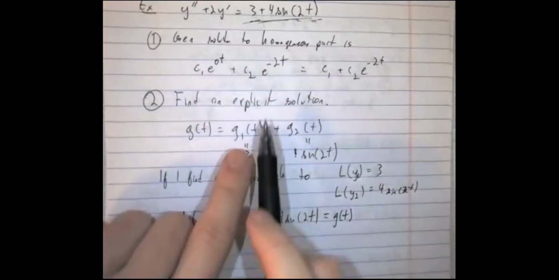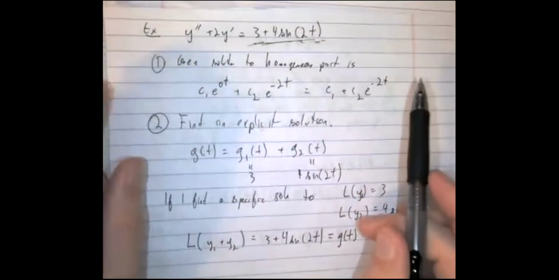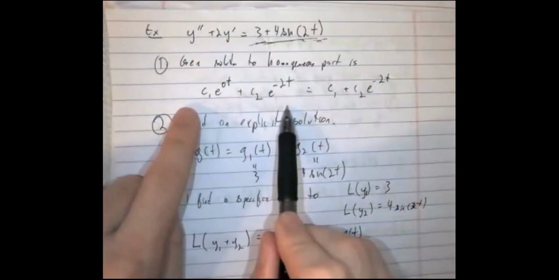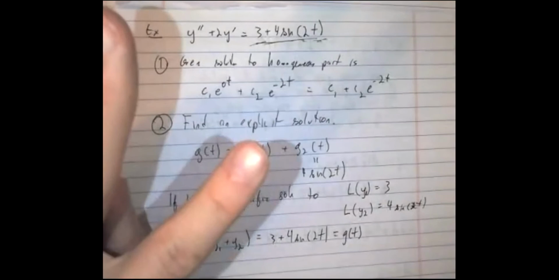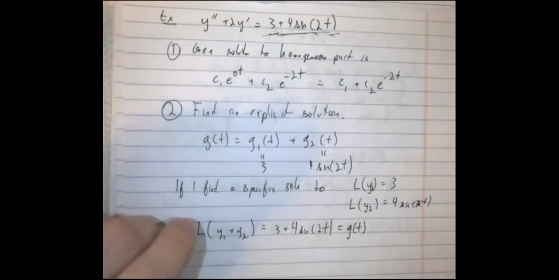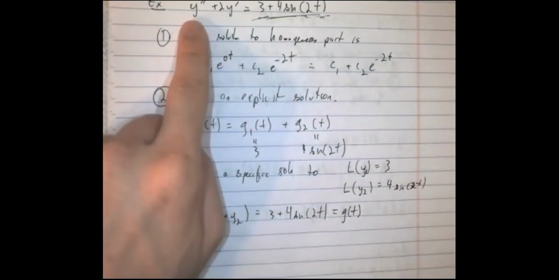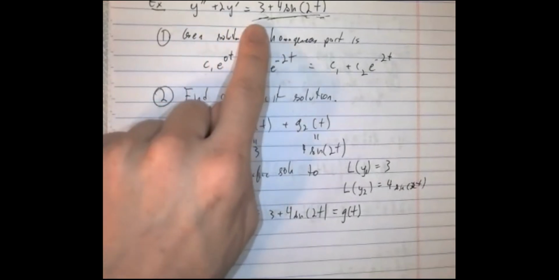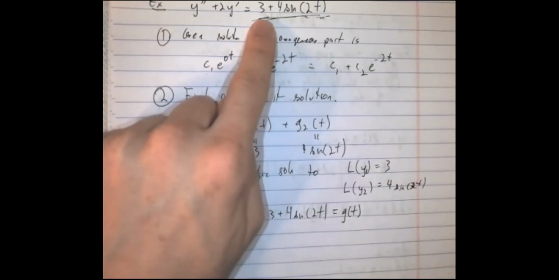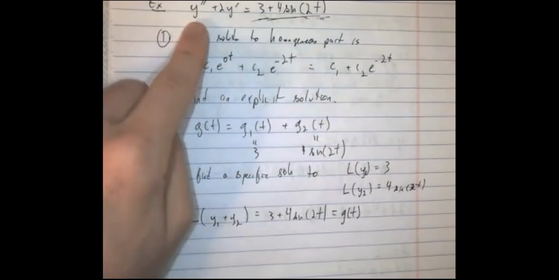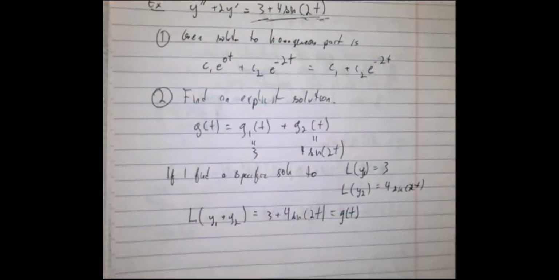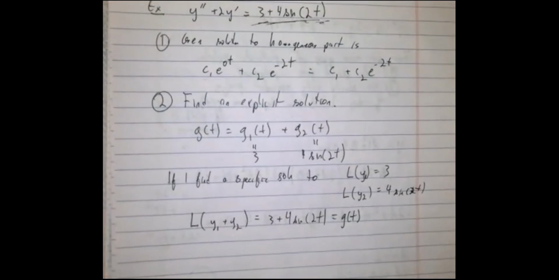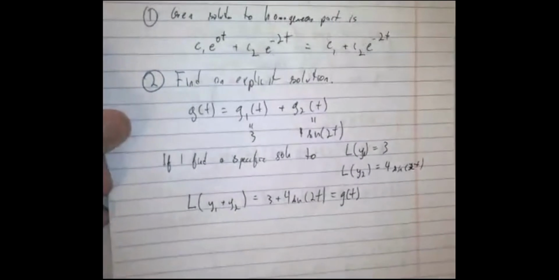So to solve this problem, the first step is to find the general solution to the homogeneous piece. The next is to find two specific solutions, one to y double prime plus 2y prime is equal to 3, and the other to y double prime plus 2y prime is equal to 4 sine of t. We need to find two distinct solutions.